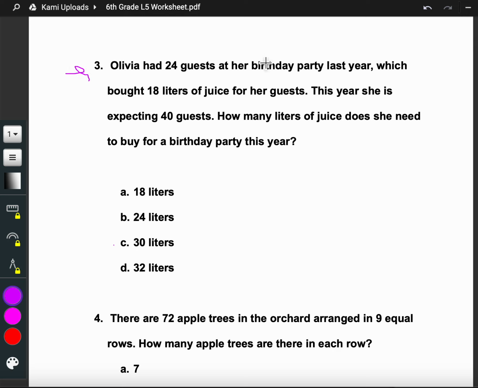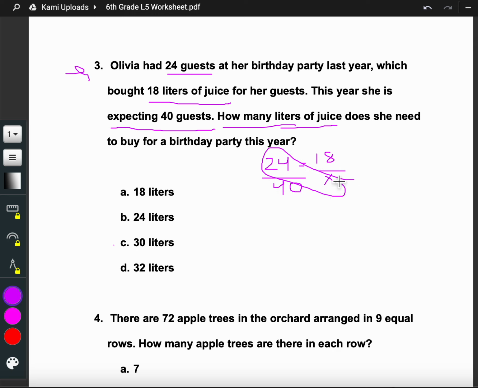Olivia had 24 guests at her birthday party last year, which bought 18 liters of juice for her guests. This year, she's expecting 40 guests. So how many liters of juice does she need to buy for a birthday party this year? So we know last year she had 24 guests and she bought 18 liters of juice. But how many liters of juice does she need this year if she's expecting 40 guests? So same thing, we're going to cross multiply like this.